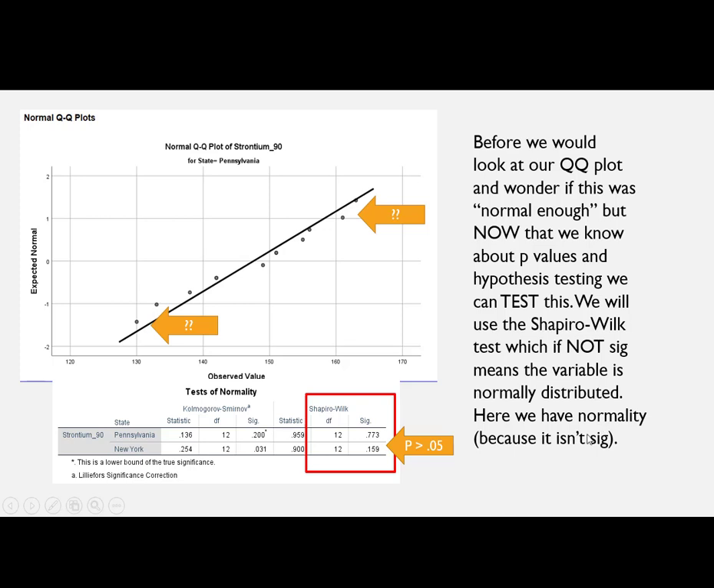So typically we want to see things that are significant. It's exciting. Ooh, there is a difference between males and females. What does that mean? But here we don't want to have significance, because then it means that they are different, and we want these groups to be the same. So here we can see that for Pennsylvania and New York, they're both greater than 0.05. They're normally distributed. So we meet that assumption.